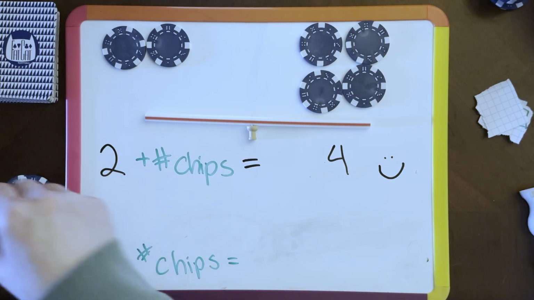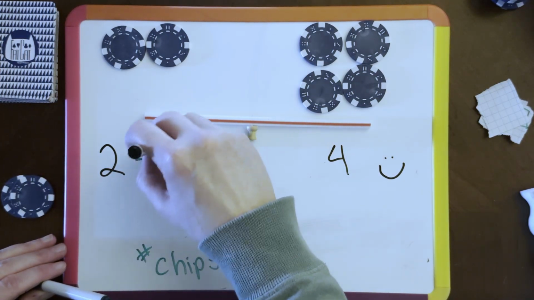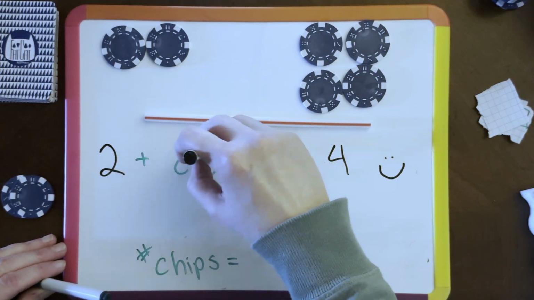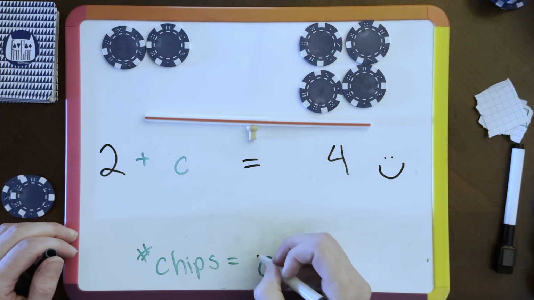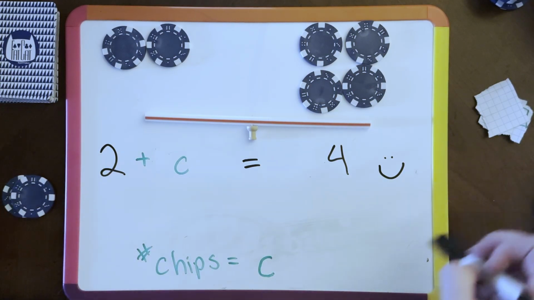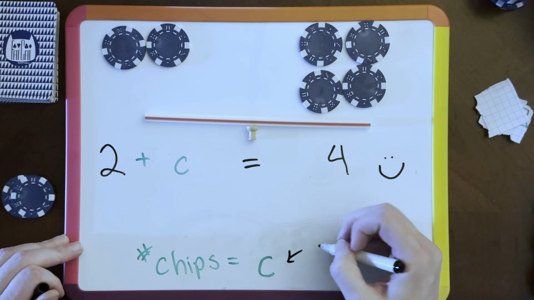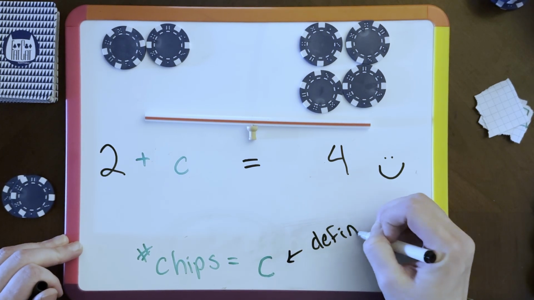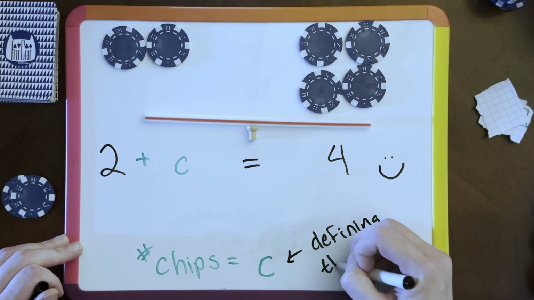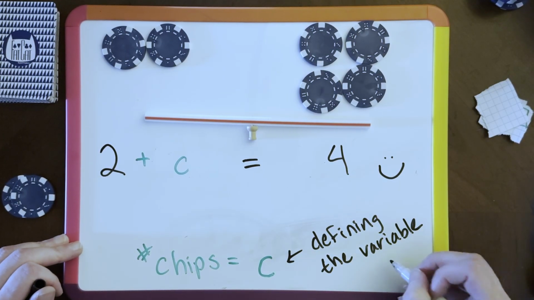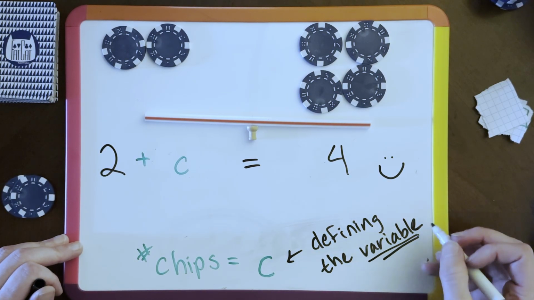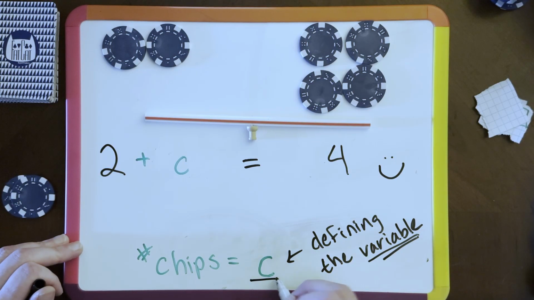Now, having to write all these letters over and over is a bit tedious. And in algebra, what I can do is use a letter to represent a quantity of something. In this case, C is the first letter of the word chips. This is called defining the variable. It is a math way of telling others that when you see the letter C, it is going to represent the number of chips.